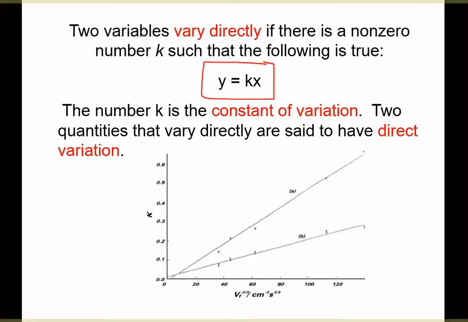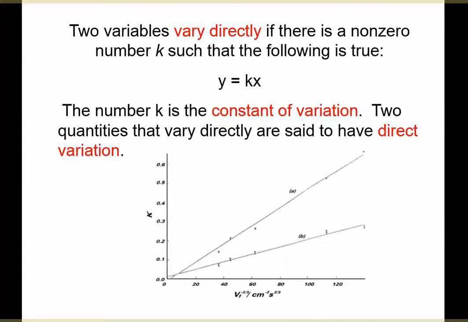And we have a name for this. We call it the constant of variation. So k is what we call the constant of variation. Constant because it's never going to change. In the equation y equals 2x, that 2 will always stay a 2, even though we might plug in different values of x to get out different values of y. Two quantities that vary directly are said to have direct variation.